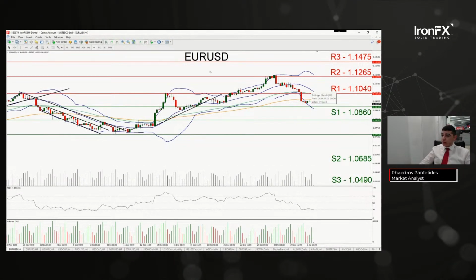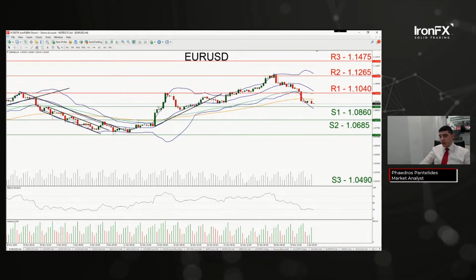We're going to be starting off with the euro against the US dollar. At a first glance, we can see that the euro against the US dollar is moving in a downwards fashion. And how can we deduce that? Well, as you can see, the RSI is running along the figure of 30, implying a rather bearish market sentiment.